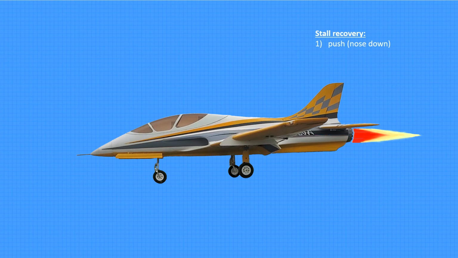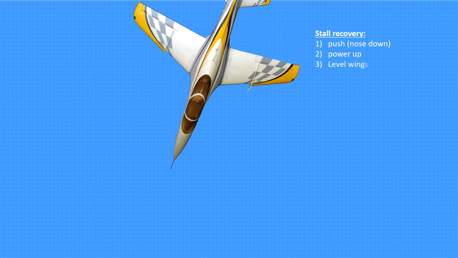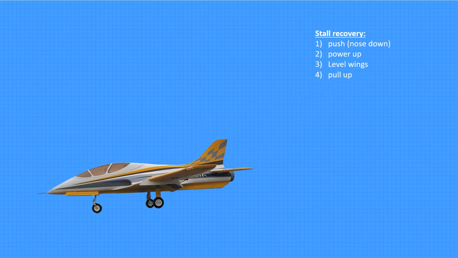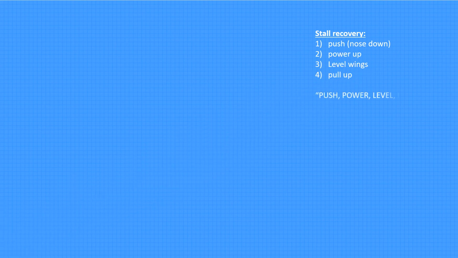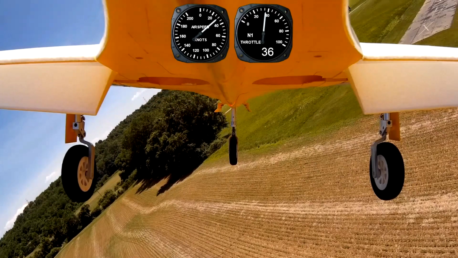You have to add power to get the airspeed back up. And you have to level the wings before you can pull up. That's a lot that has to happen in the blink of an eye, or the plane will hit the ground before you realize what happened. So, practice stall recovery at a safe altitude as often as you can until it becomes automatic. Push the nose down, power up if you're slow, level the wings, then pull up. Push, power, level, pull.